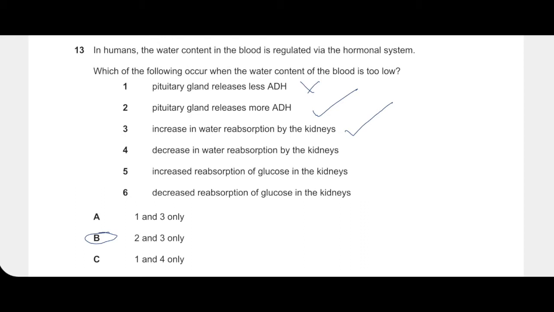Statement number 4, we know is wrong, based off the information I just gave. Statement number 5: increased reabsorption of glucose in the kidneys. That is incorrect. ADH doesn't affect glucose reabsorption, and the same reasoning could be applied for statement 6. So therefore the answer for 13 is B, and that's question number 13 completed.